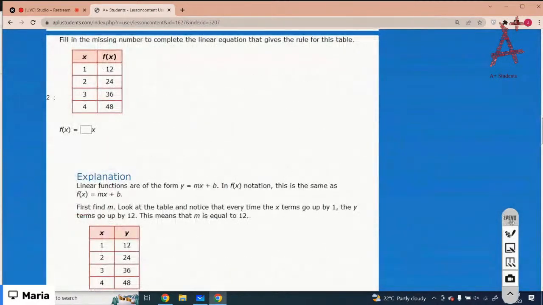Okay, here is another table you are given. You have to find the equation of the graph. Got it? Okay, I'm going to use the first 2 points to find the slope. Got it?